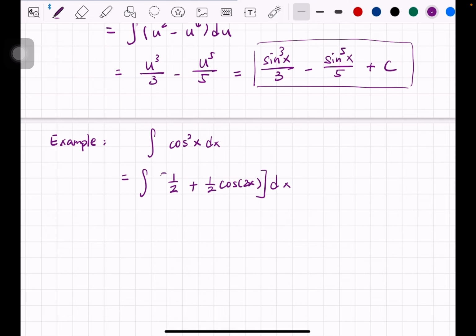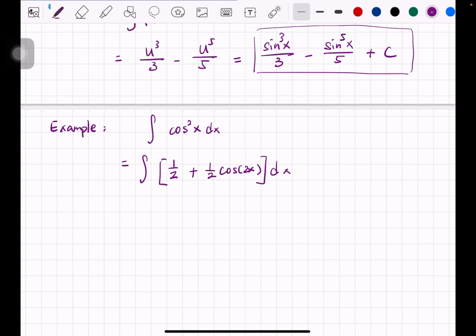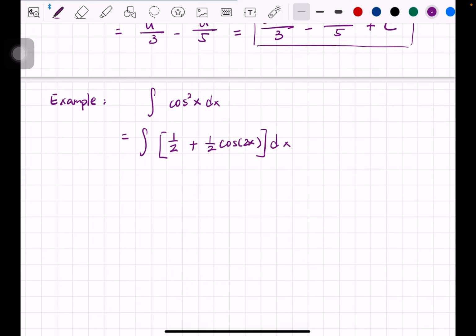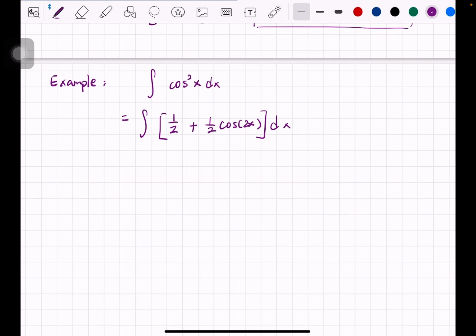The antiderivative of 1/2 is easy, it's just 1/2 x. But for cosine of 2x, we have to use the u substitution. So when u equals 2x, then du is just equal to 2 dx. In other words, dx is equal to 1/2 du.